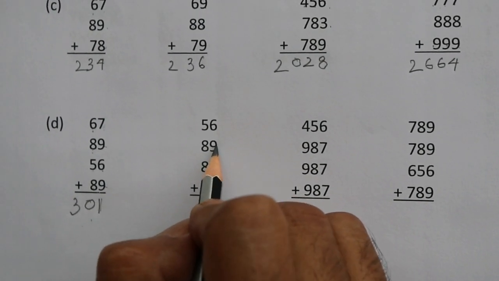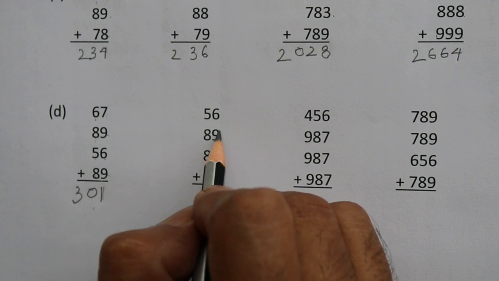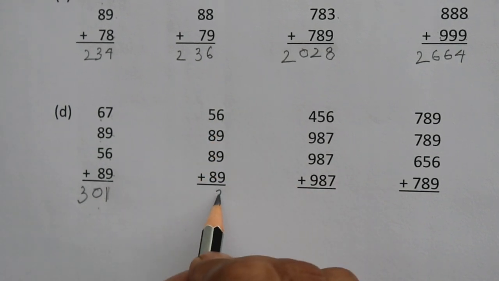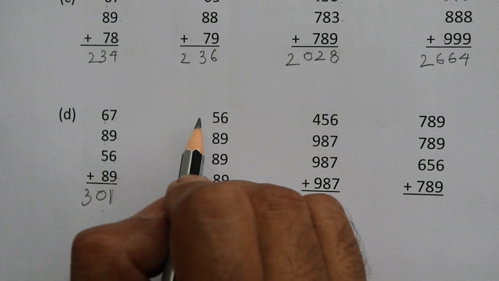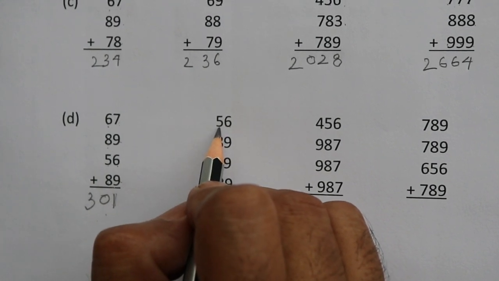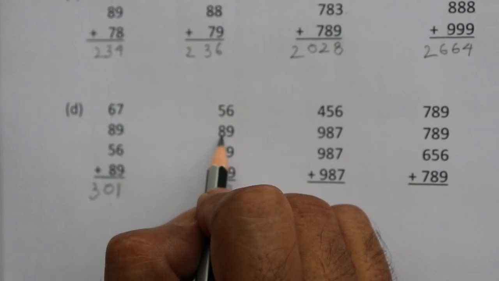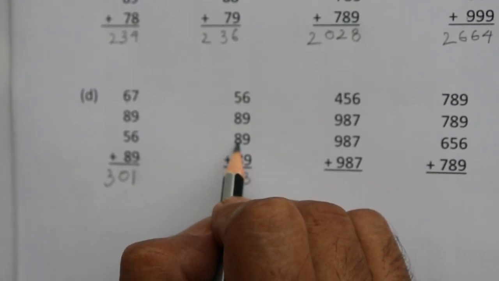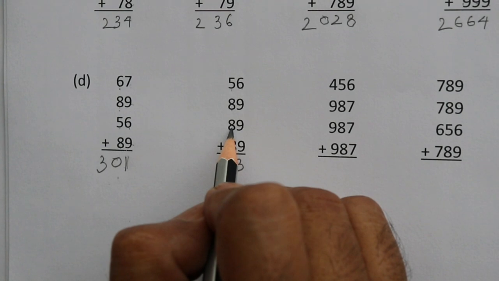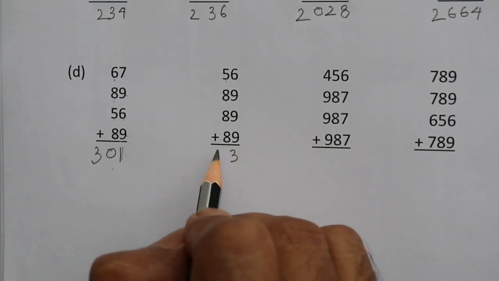Algebraic sum minus 3. 6 minus 3, 3. Carry over 3. 5 plus 3, 8. Plus 8 minus 2. Plus 3 minus 2. Plus 3 minus 2. Algebraic sum minus 6. 8 minus 6, 2. Carry over 3.